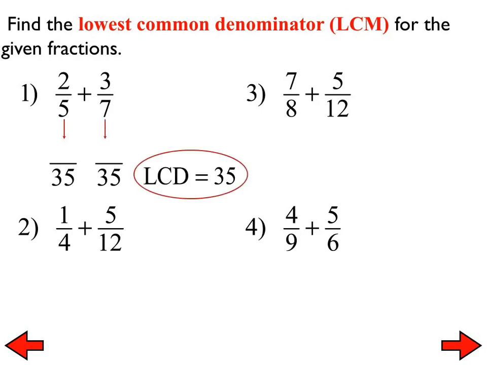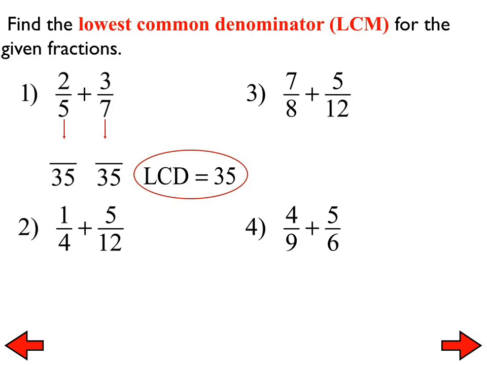So here's what I want you to do. I want you to take a look at number 2, 3, and 4, and I want you to write down what you think the common denominator is. I'm not asking you to solve them. Only what you think the lowest common or least common denominator is. I'll give you about 45 seconds to do all three.